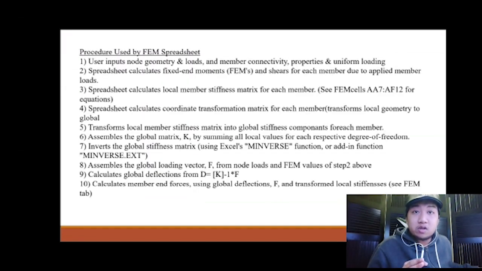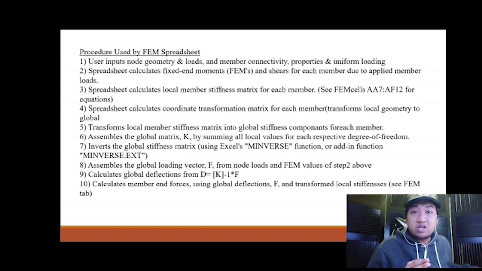First, users input the node geometry, loads, member connectivity, properties, and uniform loading. Second, the spreadsheet calculates the fixed-end forces, moments, and shears for each member due to its applied member loads. Third, the spreadsheet calculates the local member stiffness matrix for each member. Fourth, the spreadsheet calculates the coordinate transformation matrices for each member.